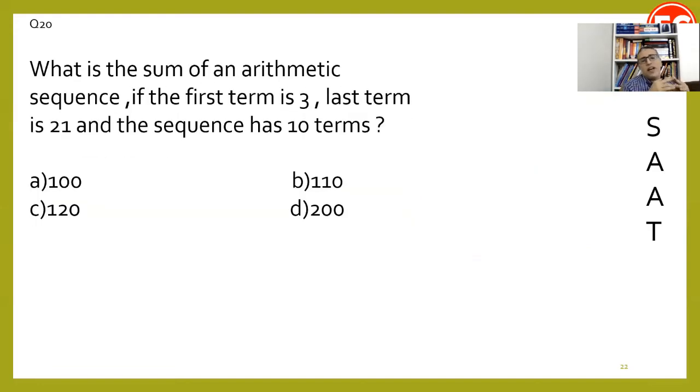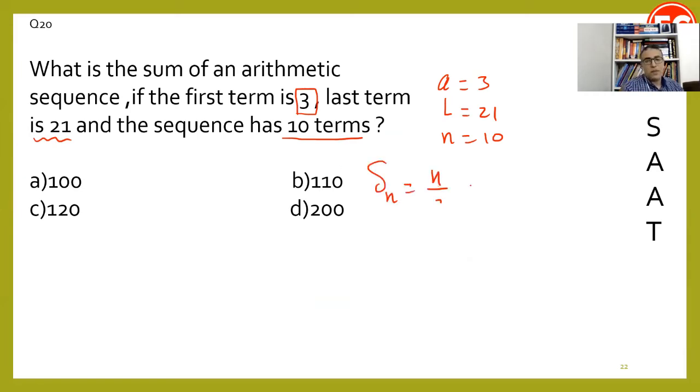What is the sum of an arithmetic sequence, if the first term is 3, so A is equal to 3, the last term is 21, L is 21, and the number of terms is 10, N is equal to 10? You should remember the rule for the sum of an arithmetic sequence: Sn is equal to n over 2, first term plus last term.